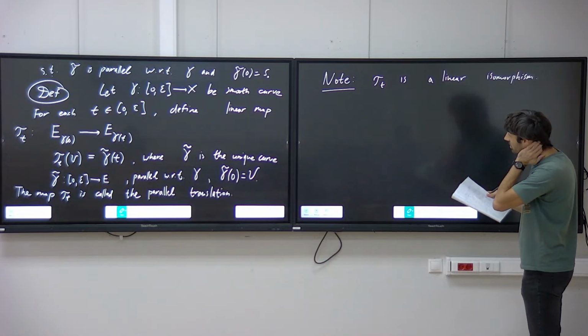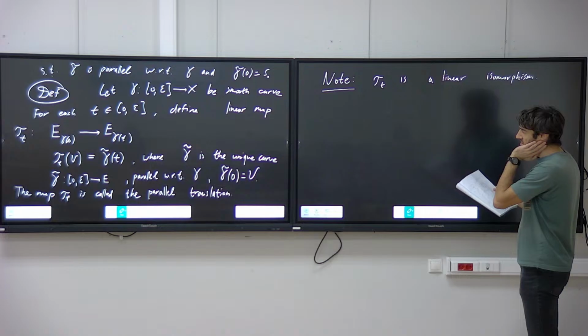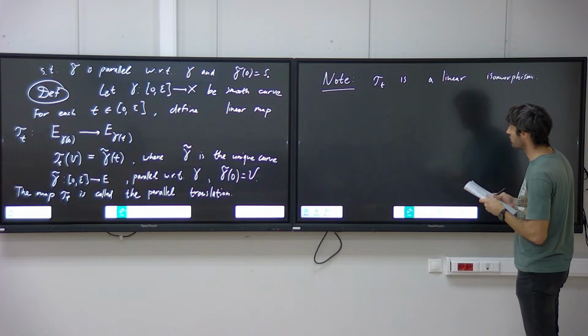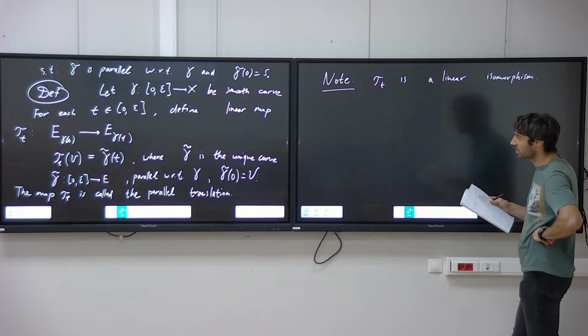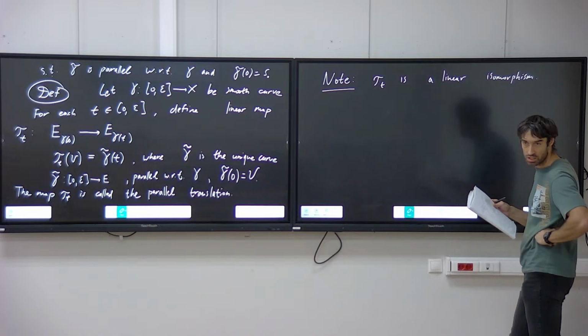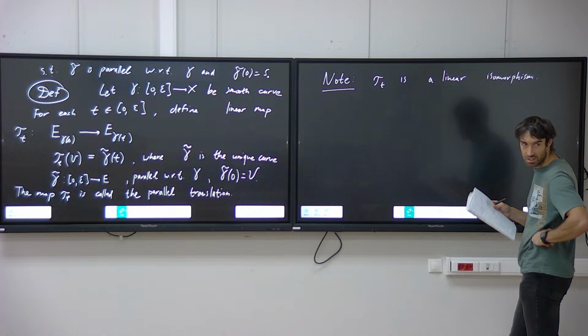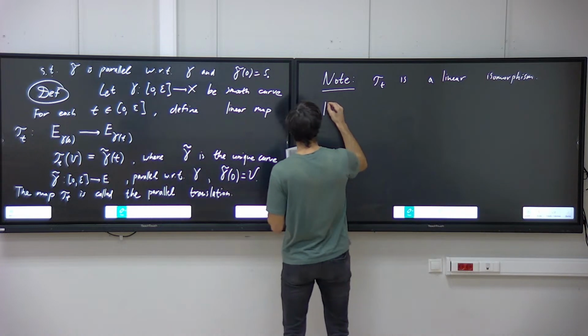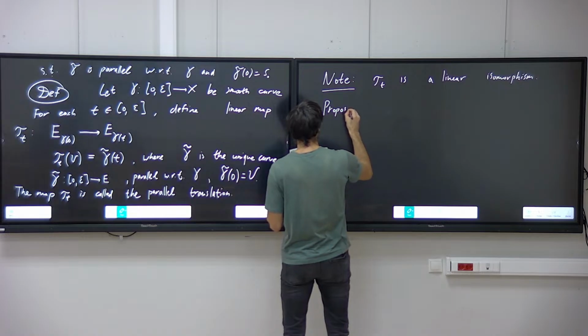we're going to make real, strict sense of the words that a connection is actually a way to differentiate a section. We have the following formula. So, proposition.